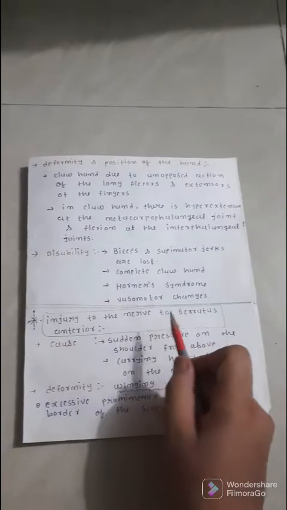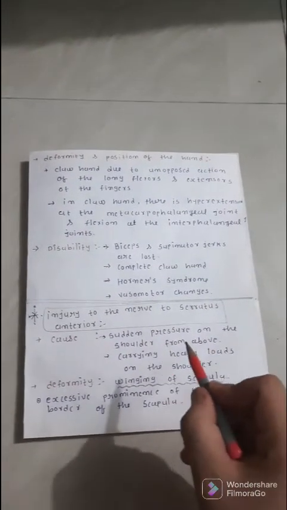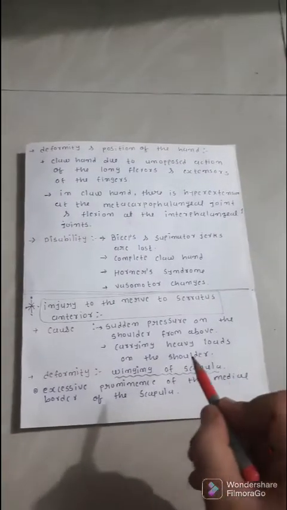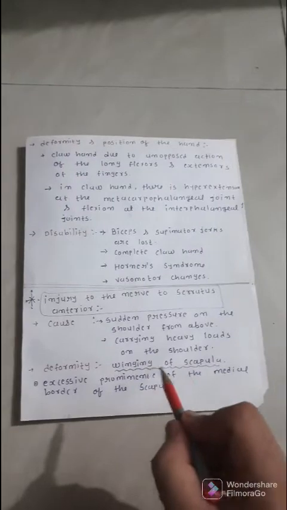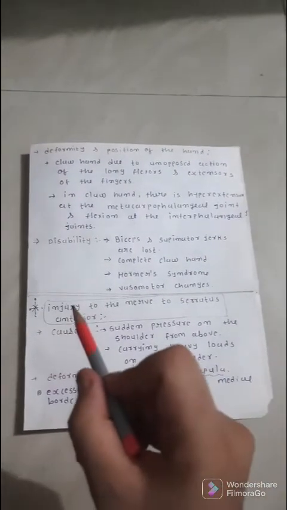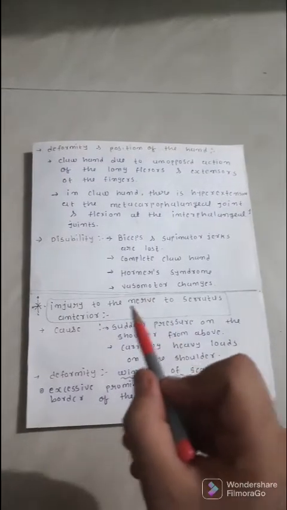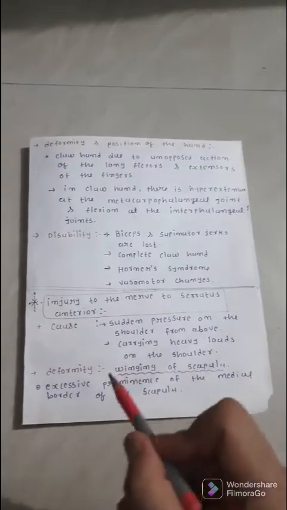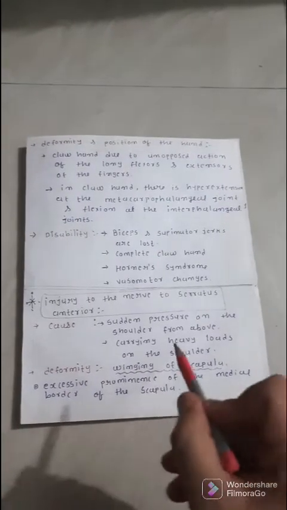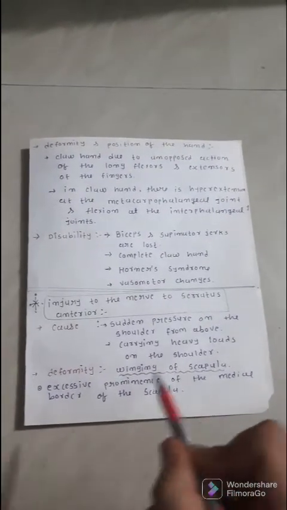Injury to the nerve to serratus anterior is caused by sudden pressure on the shoulder from above, such as carrying loads on the shoulder. Deformity: winging of scapula. It's very important for MCQ. In MCQ, injury of the nerve to serratus anterior, which deformity? Winging of scapula. Excessive prominence of the medial border of the scapula. Showing the diagram: winging of scapula.